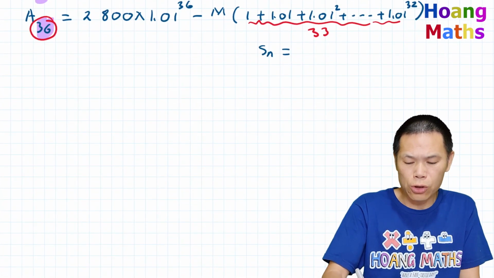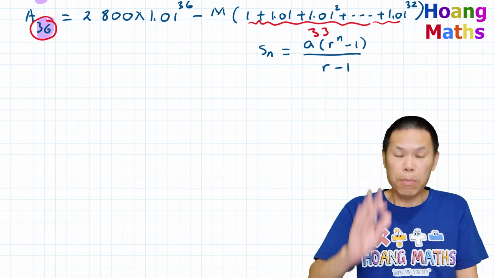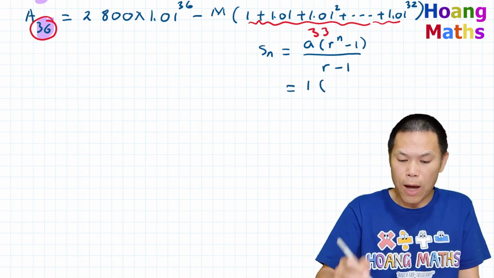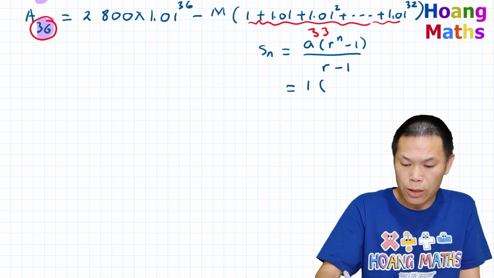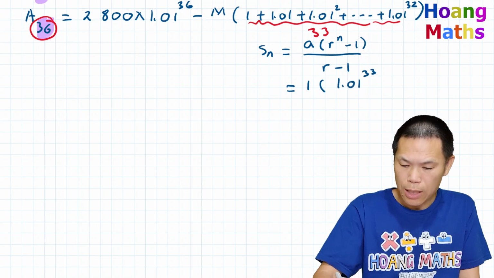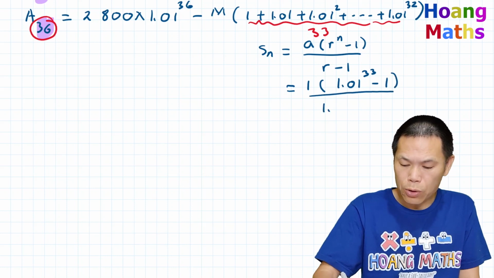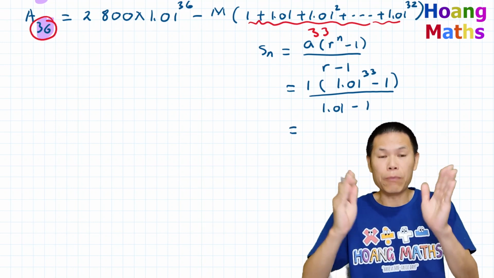The formula I use is A times r power of n minus 1 over r minus 1. But don't forget A is 1, so the first term is 1. The common ratio is term 2 over term 1, so that gives me 1.01. And n is 33 terms. And then we minus 1 over 1.01 minus 1. So that is the sum of this series here.